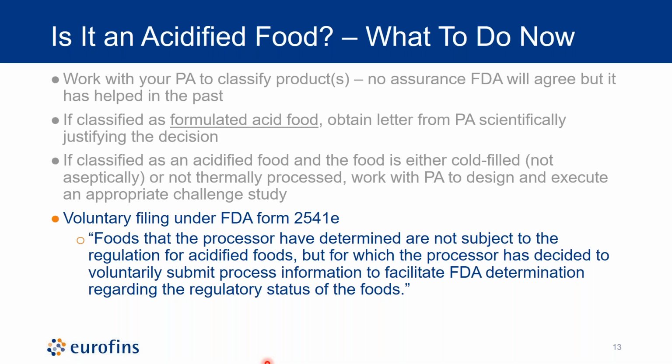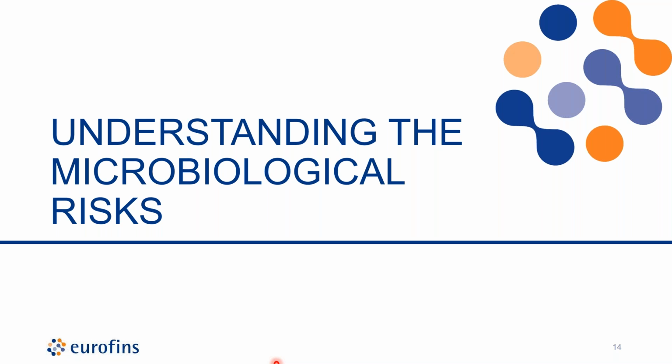And this voluntary filing under FDA is for foods that the processor has determined are not subject to the regulation for acidified foods, but for which the processor has decided to voluntarily submit process information to facilitate FDA determination regarding the regulatory status of the foods. This is right from the FDA website. And with that, I'm going to pause briefly and ask Martha to take over.